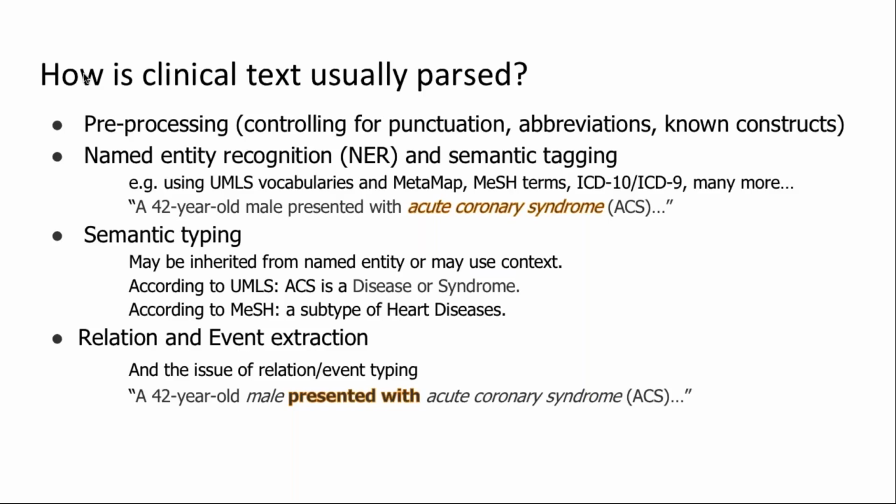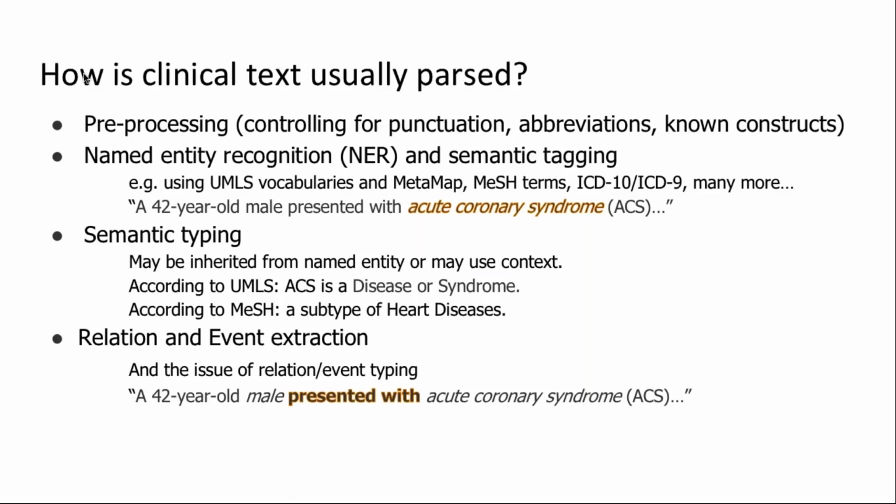The next step is often to do some semantic typing, which may mean that you need to actually identify what type of thing in a particular ontology each of those entities is. So in this case, we may recognize that acute coronary syndrome is a disease or syndrome, because that's what the UMLS refers to it as. In MeSH, we know that there's more of a hierarchical definition, so we recognize that it's a subtype of heart diseases. Computationally, both of these are very interesting things to know, and at the very least, they give us a way to organize all of those named entities that we recognize in the text.